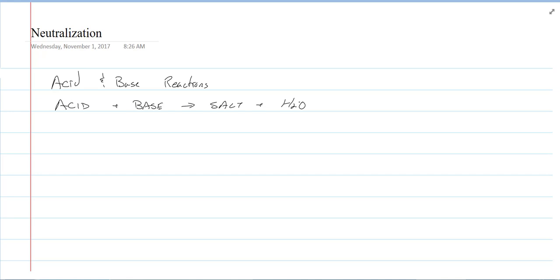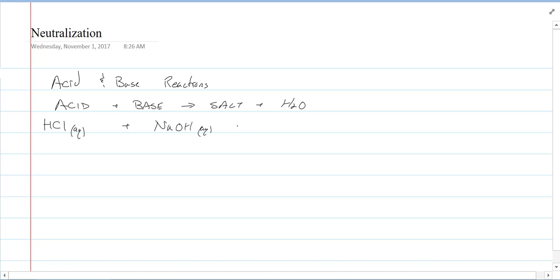Let's talk about neutralization. Neutralization is pretty much an acid-base reaction. So we're talking acid and base reactions. And so we're going to have an acid, and I'll define acid in a second. Acid plus base produces salt and water. Let's give you an example first, and then we'll go into the definitions and more detail. A common example is HCl, aqueous acid, plus NaOH, aqueous base, going to NaCl, a typical salt, and water.